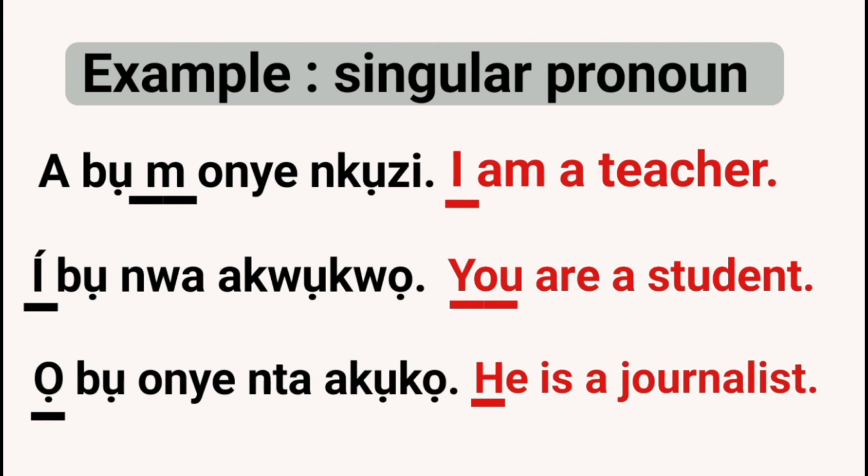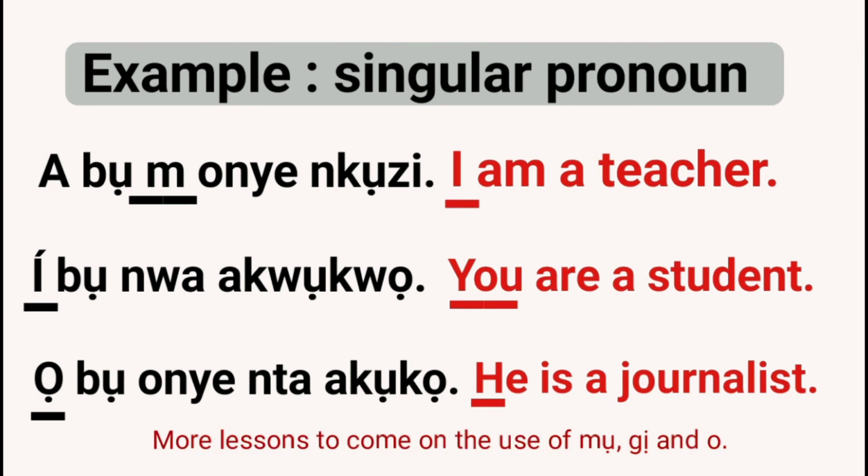Then the second one, I bụ nwa akwụkwọ. I, that is you. That is, you are a student. All right. I is equivalent to English you. I bụ, that is, you are.